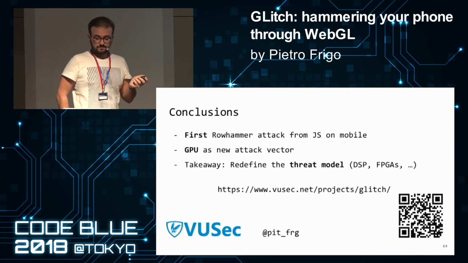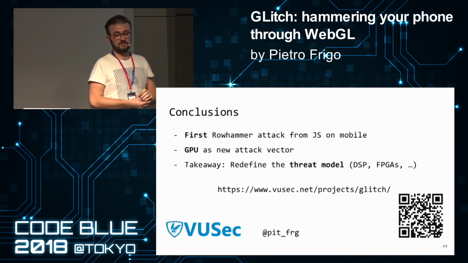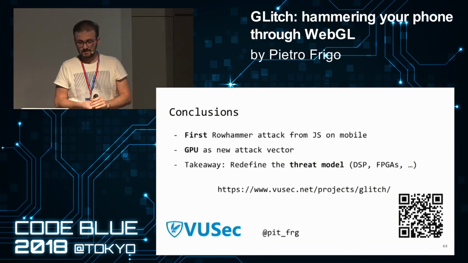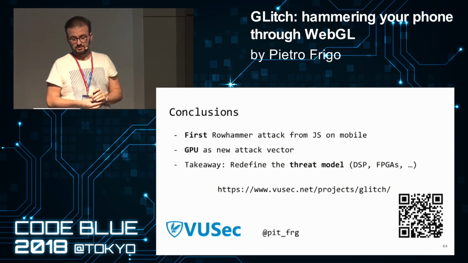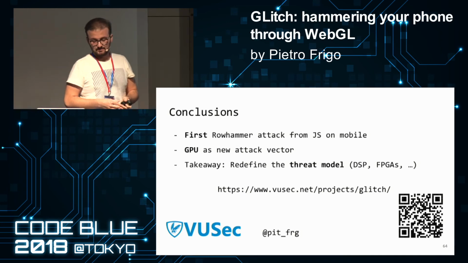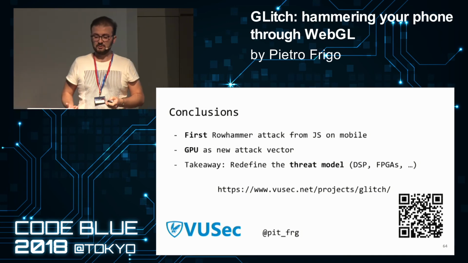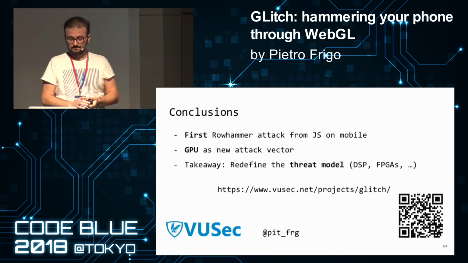In conclusion, we showed that this was the first Rowhammer exploit from JavaScript on mobile. And we showed that this was possible thanks to the GPU. So the GPU is the actual tool that provides us with the primitive that allows us to build this attack.